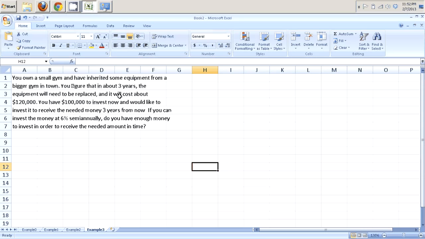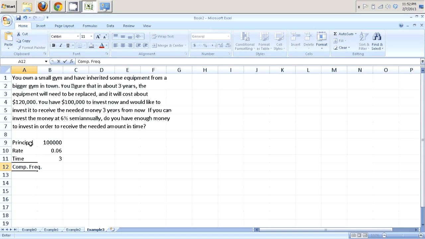So you know it's going to be future value. You've got the present value, and you're asking a question: with $100,000, can I get to 120 with the rate I can get? So let's figure it out. The principal is $100,000. The rate is 0.06. The time is 3, and the compounding frequency is 6% semi-annual.